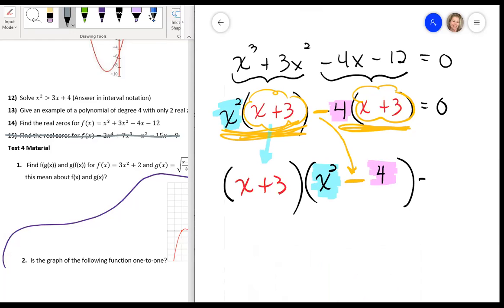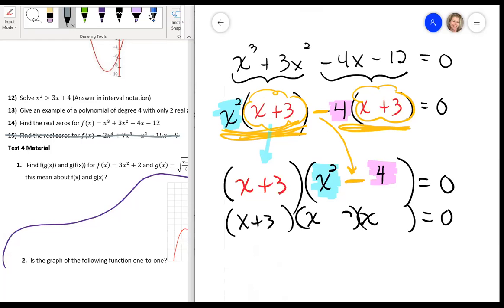But I'm not done, because that x squared minus 4 is factorable also. That's a difference of 2 squares. And I can factor that into conjugates, x and x for the x squared. The square root of 4 is 2, so it's 2 and 2, but one's a plus and the other one's a minus.